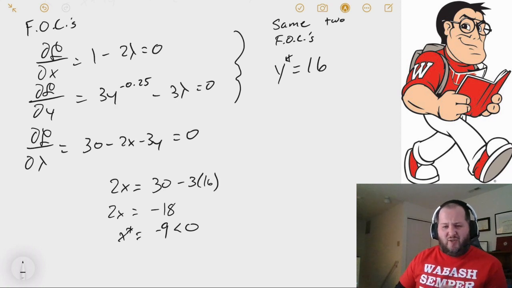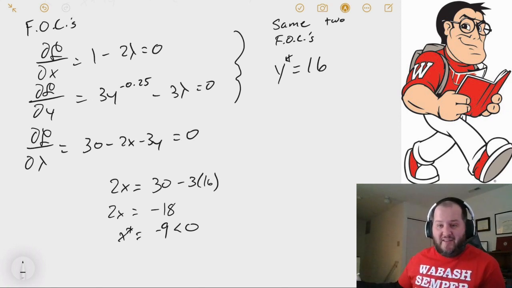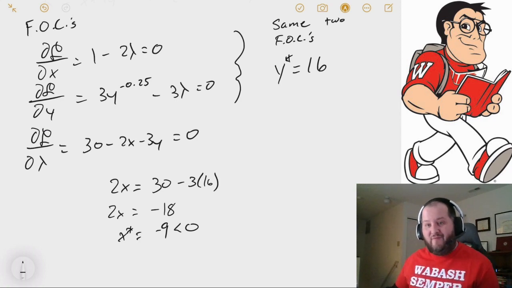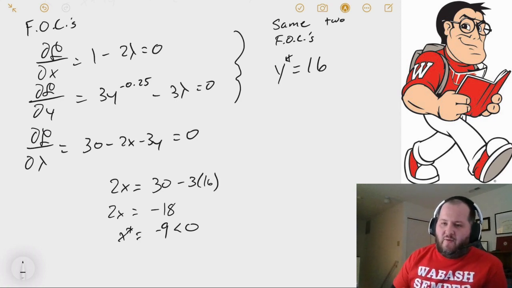So what this is actually telling us is that if we could just sell some of good X, even though we don't have any of it, we would sell 9 units of good X in order to buy the rest of good Y that we want. But it's not like GameStop. We can't sell shorts that we don't actually have. So we're stuck right here.